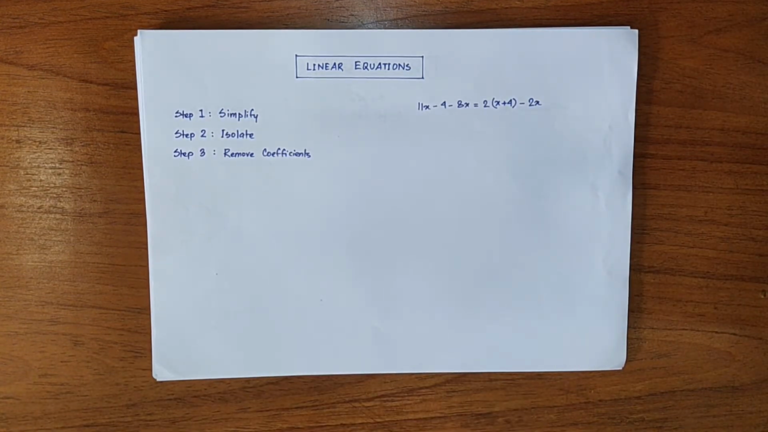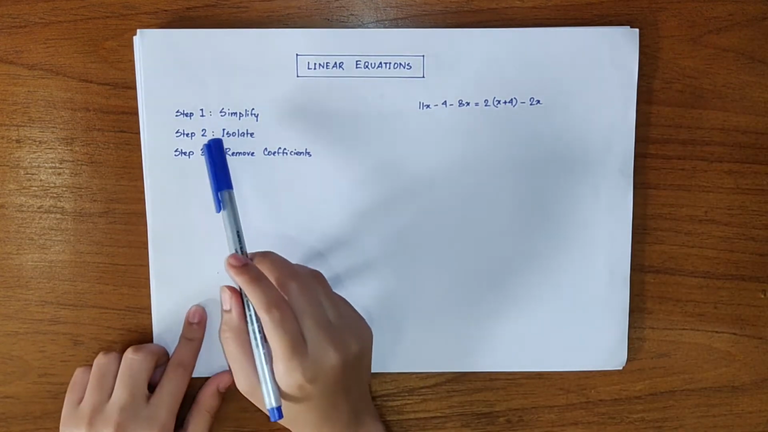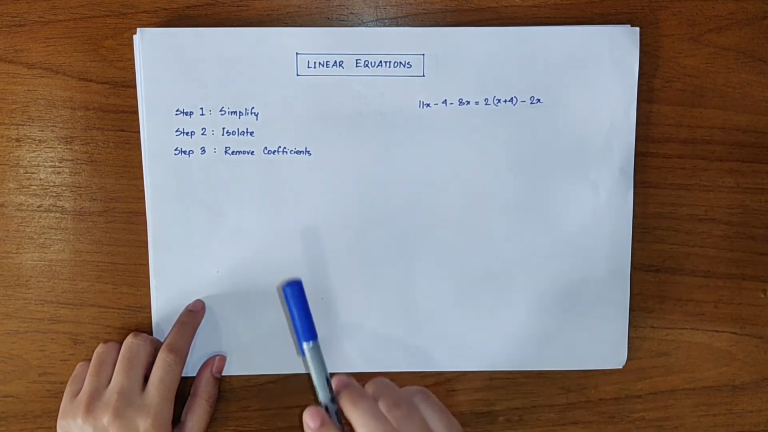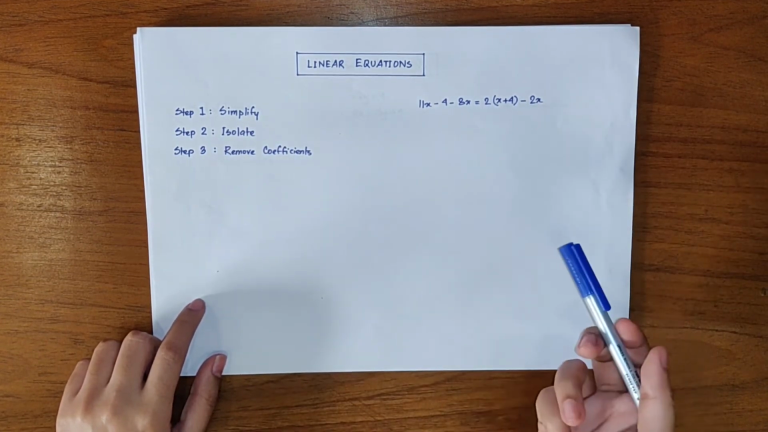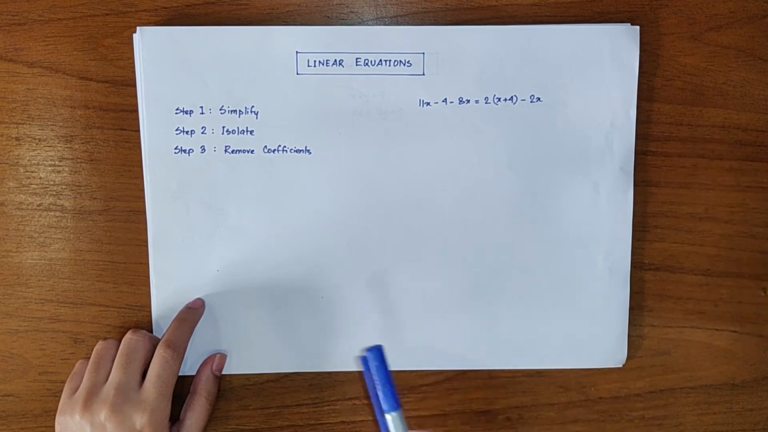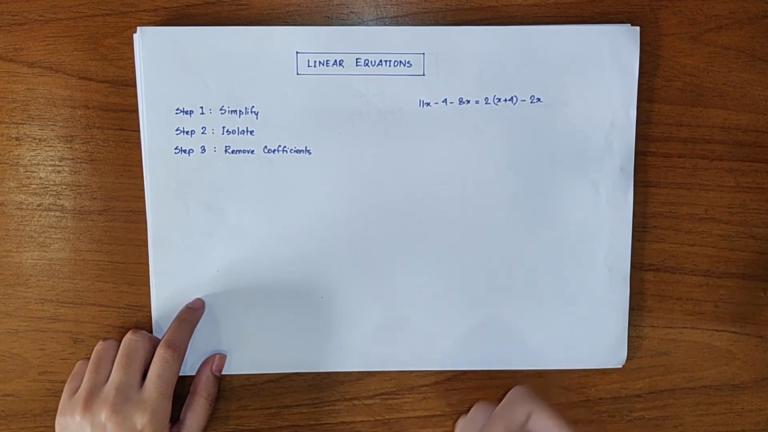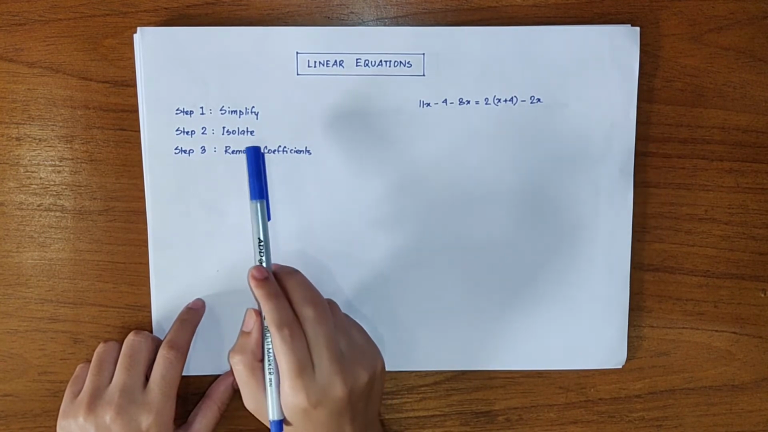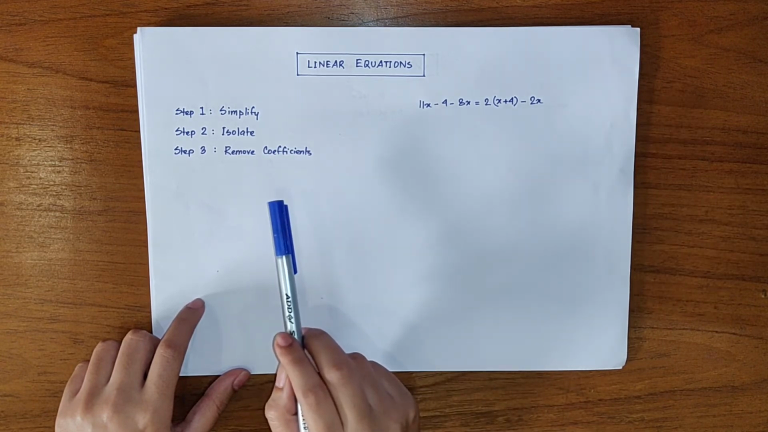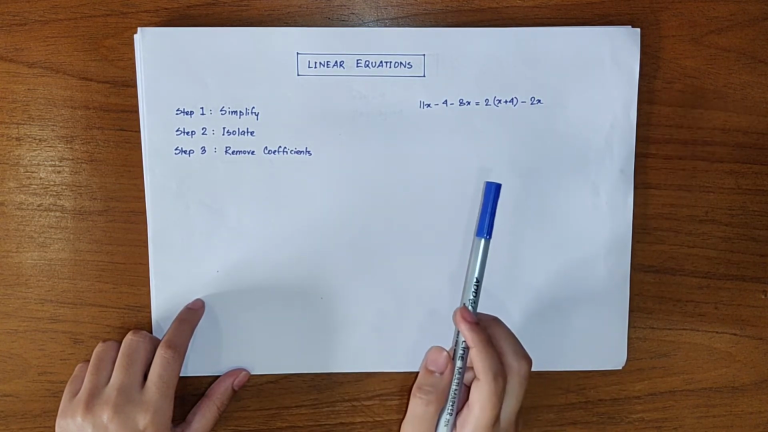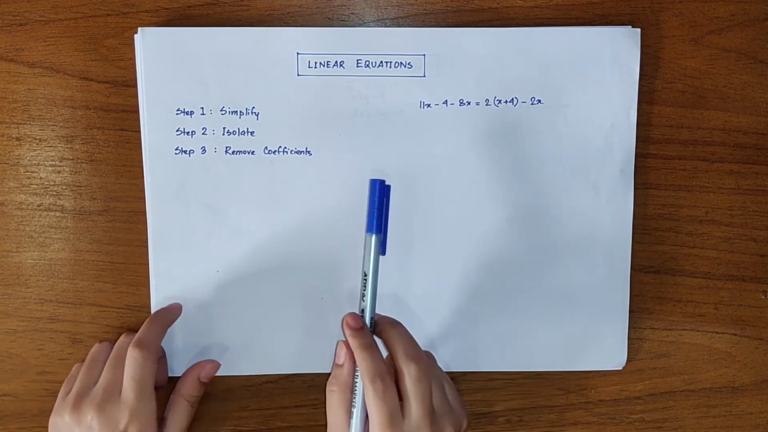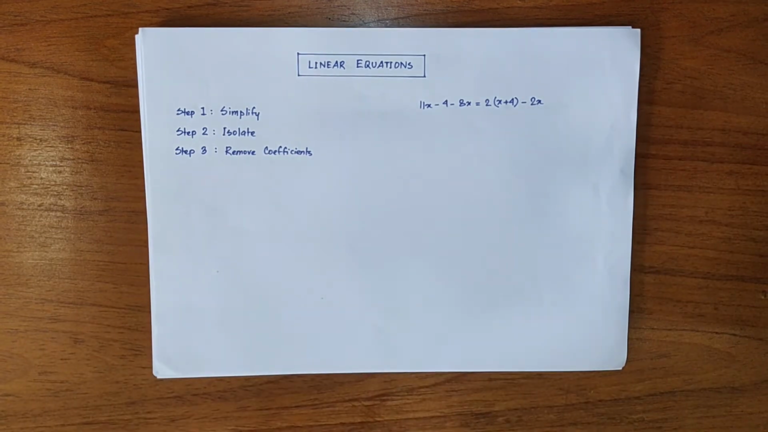The steps of solving linear equations are very simple. Step 1 is simplify. Now simplify both sides of the equation. This means clearing out any parentheses and combining terms. You have to clear out the fractions either by cross multiplying or multiplying both sides of the equation by the LCD. Now step 2 is isolate. Now get all the terms with the variable in them on one side of the equation and all constants on the other side. And step 3 is remove any coefficients from the variable. Now let's solve an equation to see how these steps work.